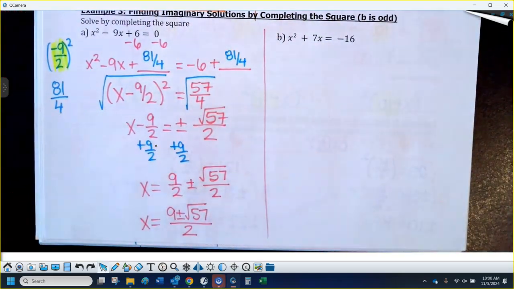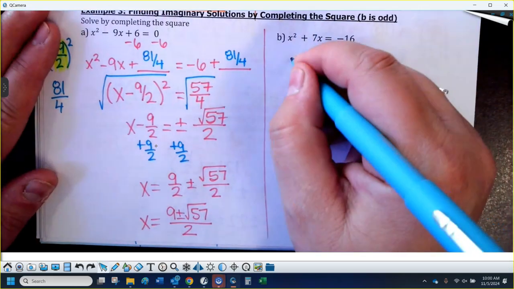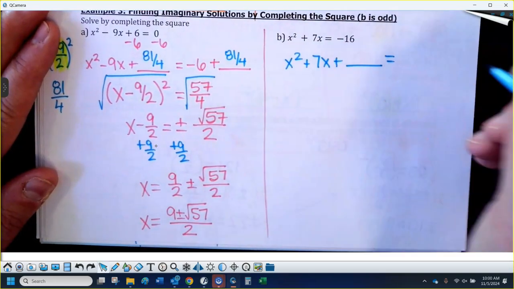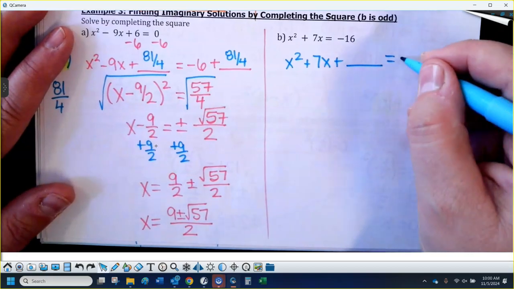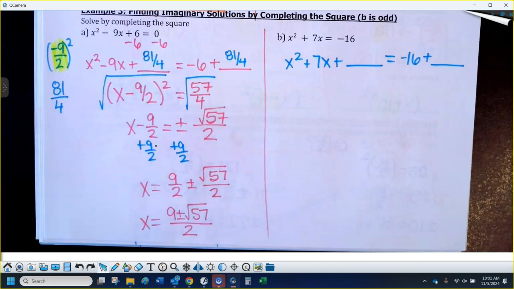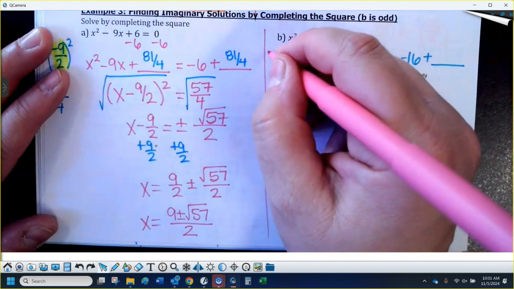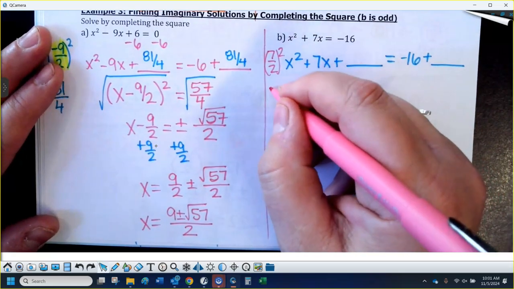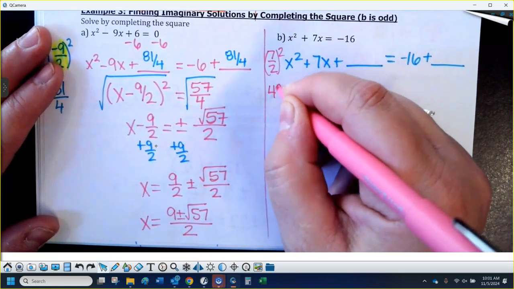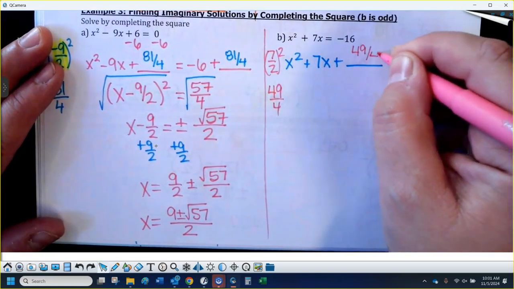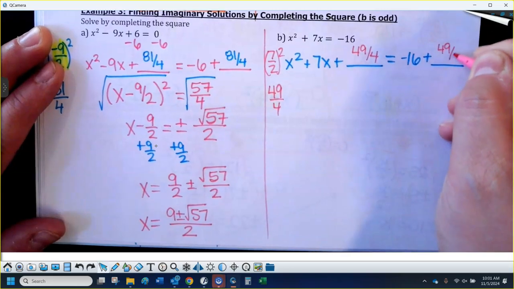Okay, let me try to go through one more with you. I don't have to do anything to set this up because I've already got the squared term and the linear term on the same side. I am just going to leave a little space after the 7x to complete the square. So again, the b value is odd here, so this is a little tricky. You're going to do 7 over 2 squared. That does not reduce, so you're just going to go ahead and square that. 7 squared is 49, 2 squared is 4, so what I'm going to add to both sides is 49 over 4.